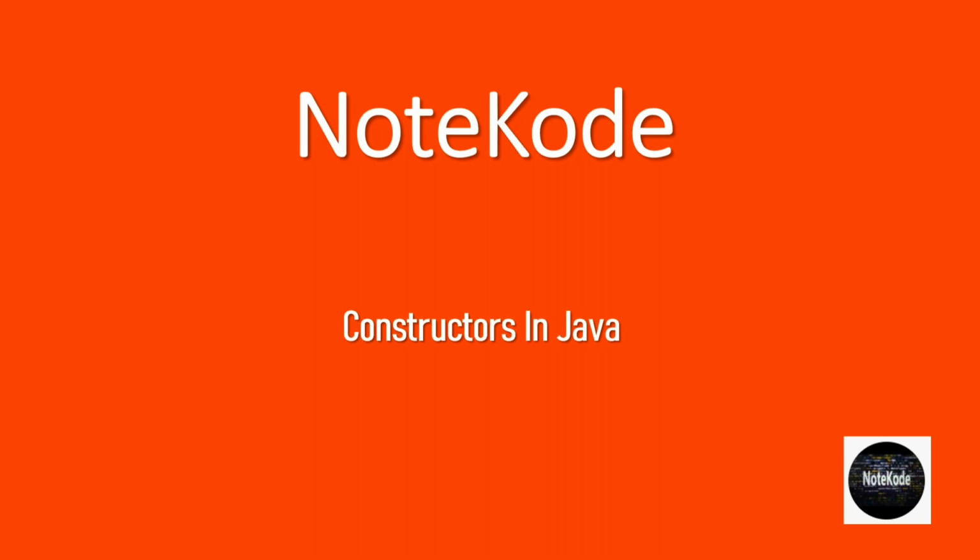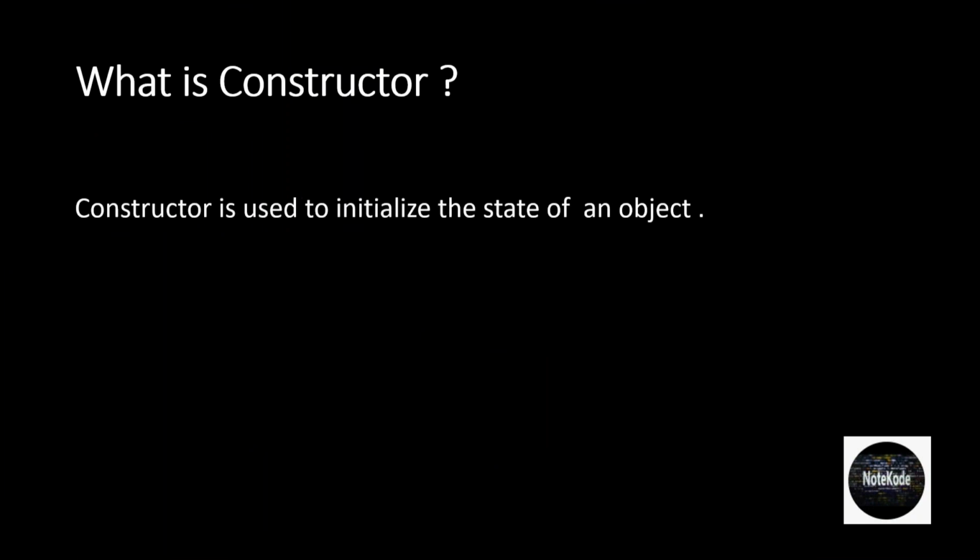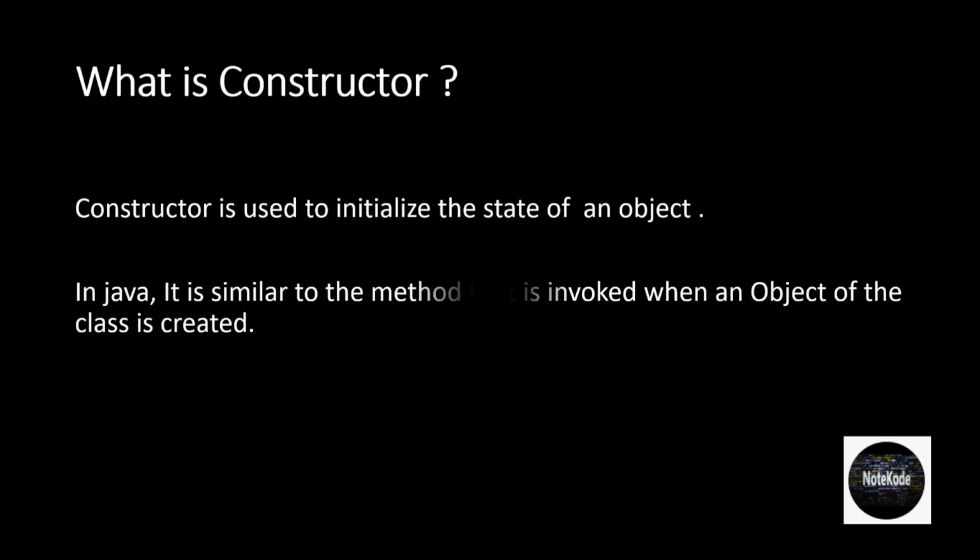In this session, we will be discussing constructors in Java with a practical Java code example. What is a constructor? A constructor is used to initialize the state of an object. In Java, it is similar to a method that is invoked when an object of the class is created.